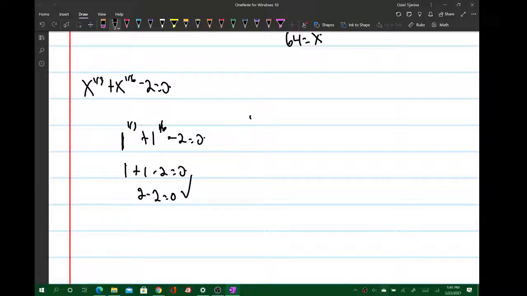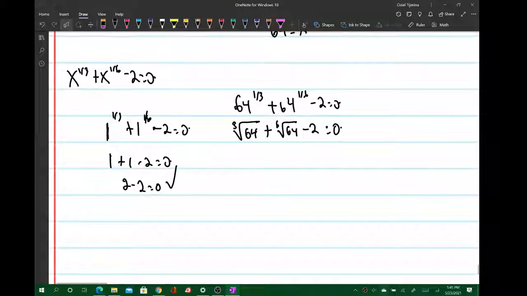And then 64 to the 1/3 plus 64 to the 1/6 minus 2 equals 0. We can try to solve for this by using cube roots, or roots, times the sixth root of 64, and then minus 2 equals 0. So then if you use your calculator, obviously this is 4, and then the 6th root of 64, how much is that?